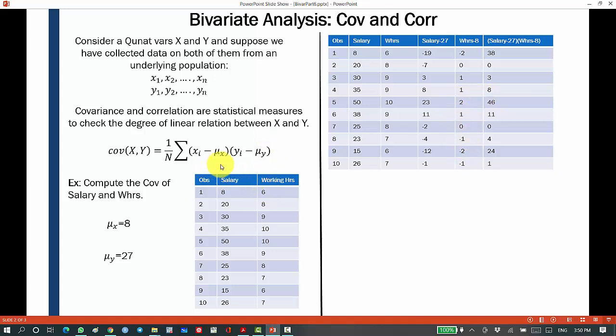Then what we need is the product of the differences. That's the product of xi minus mu x times yi minus mu y. That is the product of these two columns. Minus 2 times minus 19 is 38, minus 7 times 0 is 0, 3 times 1 is 3, and so on and so forth. Next, we find the sum of the last column, which is the sum of xi minus mu x, which is working hours minus 8, times salary minus 27, which becomes 137.